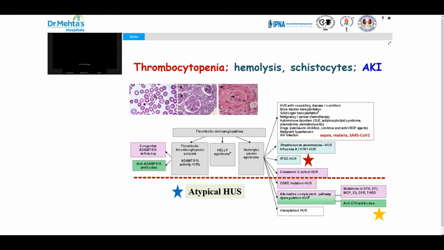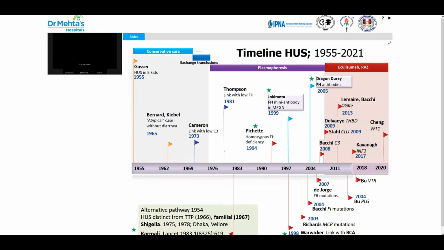Okay, so this slide really shows you the timeline, how HUS has evolved and what's our current understanding of this disease. We know that HUS was first described by Dr. Gasser in 5 children in 1955. And interestingly, this is the time around which the alternative complement pathway was also discovered, which seems to be so closely linked to HUS.